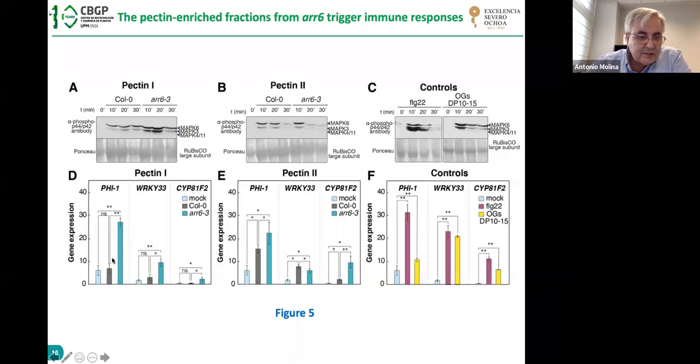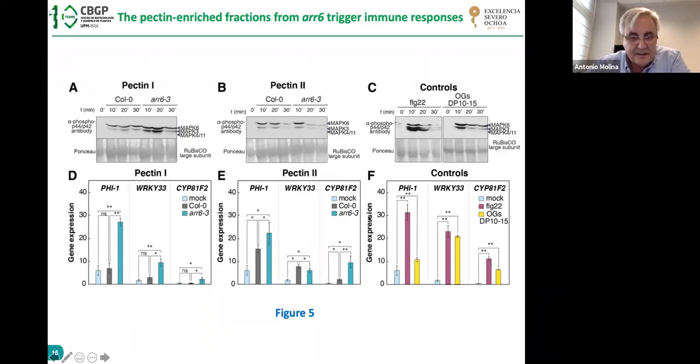We also checked the expression of some marker genes, and as you can see here, the pectin 1 fraction from the mutant is able to trigger the upregulation of the expression of FRK1 and WRKY33, and also of CYP81F2. And this activation was enhanced compared with that of the wild type fraction, and in some cases not quite high.